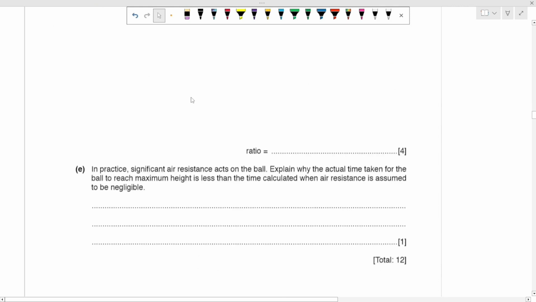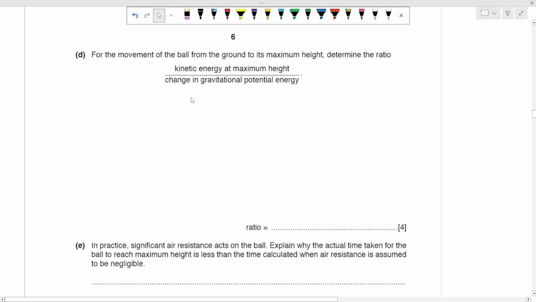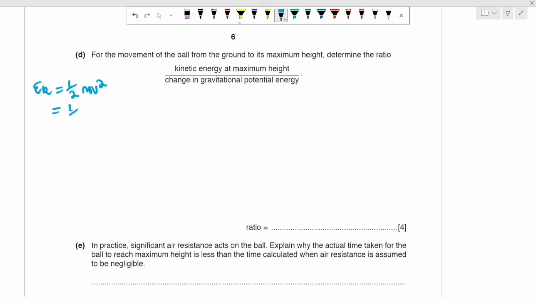Okay, moving on. For the movement of the ball from the ground to its maximum height, determine the ratio of the kinetic energy at the maximum height to the change in gravitational potential energy. Okay, what are we going to do? Let's see. Right, first start off with what you know. I know that Ek is equivalent to 1/2 m v squared. Okay, at the maximum height, the only velocity that I have is the velocity in the horizontal. Okay, so it means that Ek will be equal to 1/2 m.